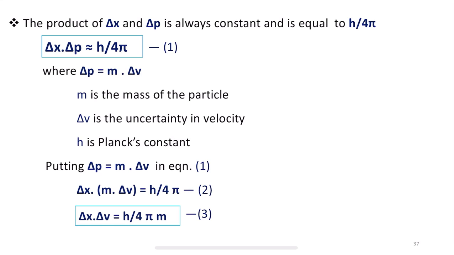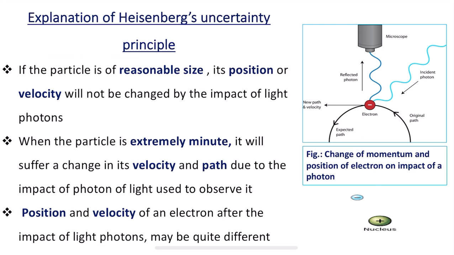This implies that the position and velocity of a particle cannot be measured simultaneously with certainty. So, the explanation of Heisenberg's uncertainty principle. Consider a photon incident on a particle. When a photon is incident on a particle, if the particle is of reasonable size, its position or velocity will not be changed by the impact of the photons.